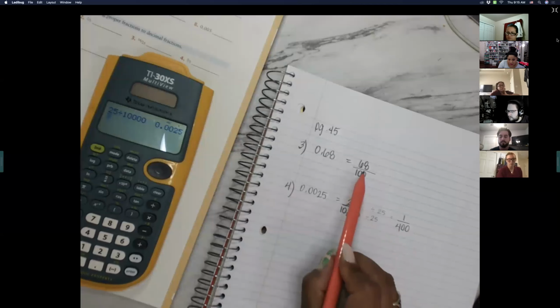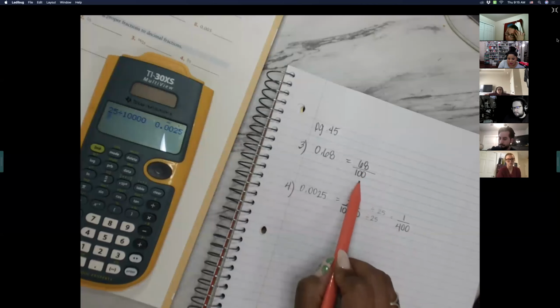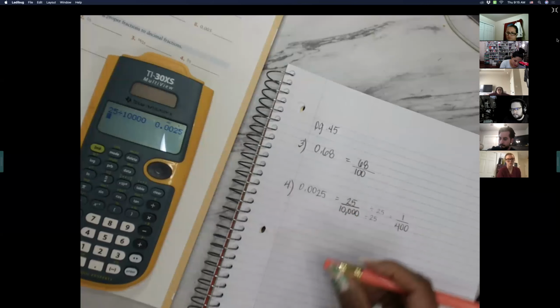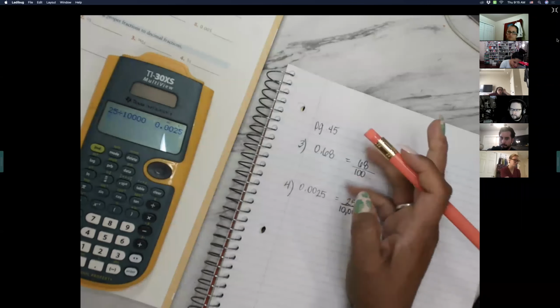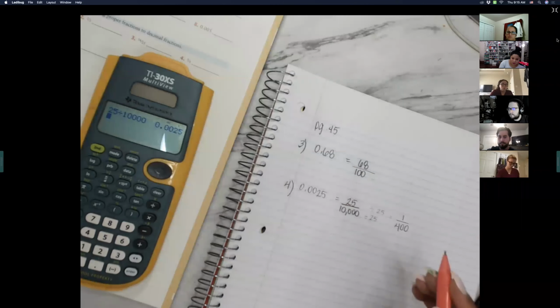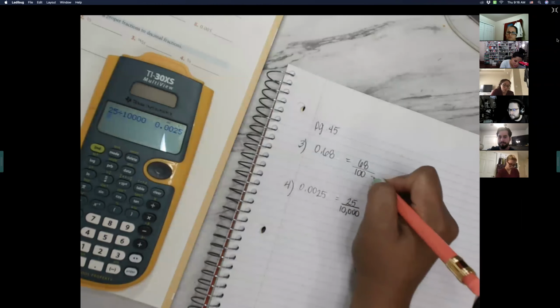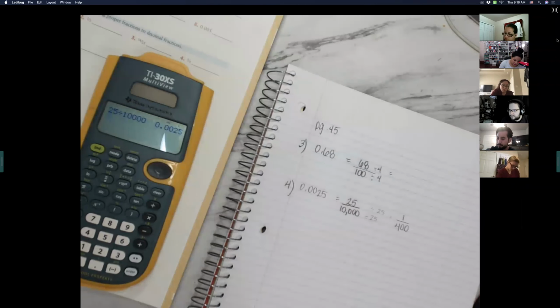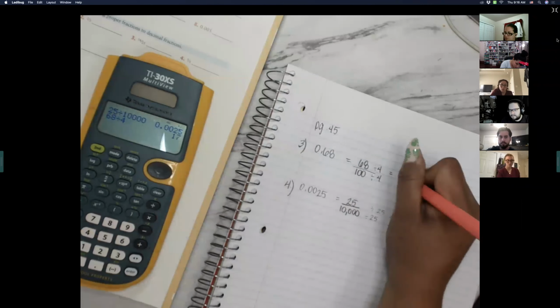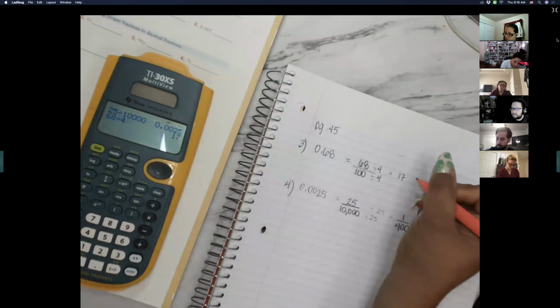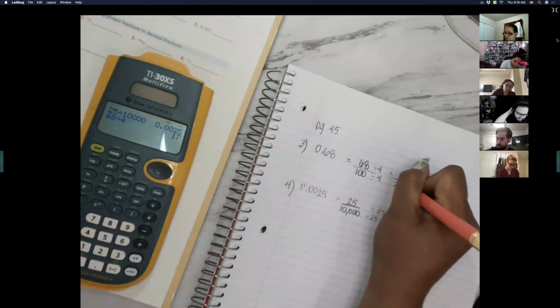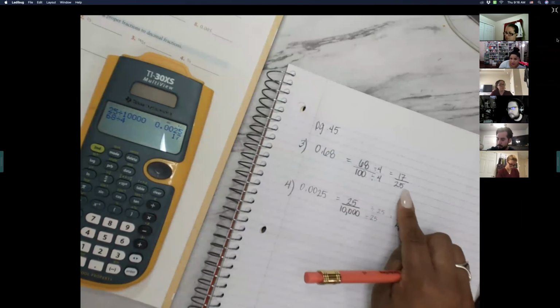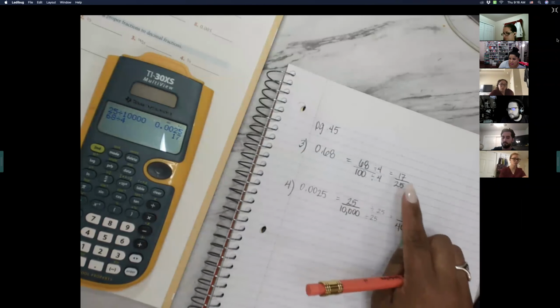So on the test, would this be an acceptable answer? No. Why? It can be reduced. By what? You reduced it by 4, right? Yes. Okay. So 68 divided by 4 is going to give you your 17. 100 divided by 4 is going to give you your 25. That would be your answer on test day.